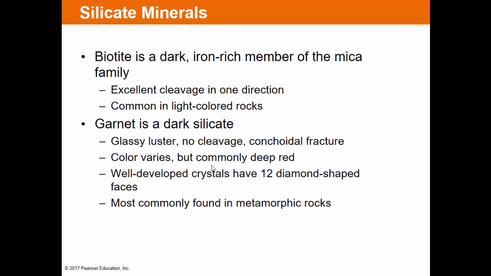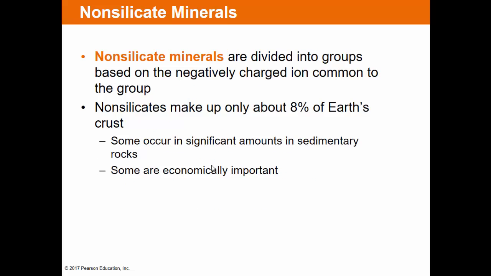Biotite is that mica, that flat sheet-like rock, an iron-rich member of the mica family. That's that cleavage in one direction. And you oftentimes find biotite in other light-colored rocks, like in your granites, and garnet is a dark silicate.